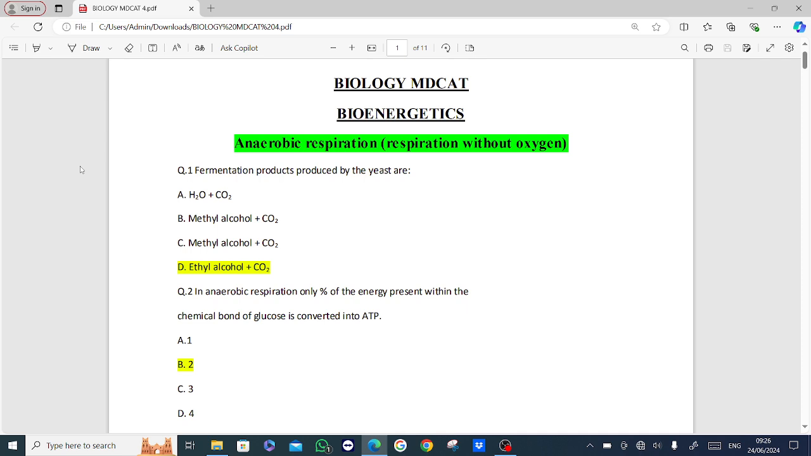Next MCQ is: in anaerobic respiration, only what percentage of energy present within the chemical bond of glucose is converted into ATP? Options are 1, 2, 3, 4. Answer is option B, 2.